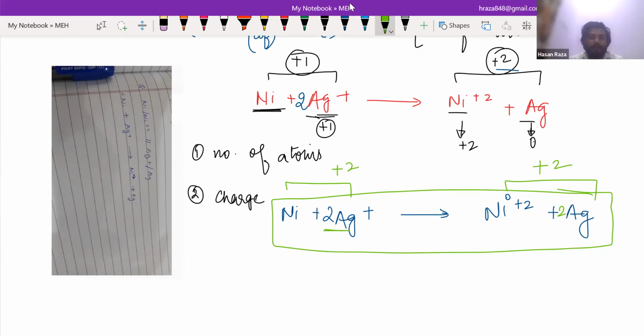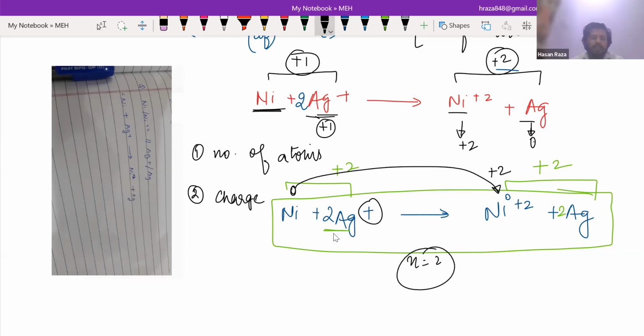It's so easy. Now you can say the oxidation state of nickel is 0. What is the oxidation state? Plus 2. Oxidation took place here, and the number of electrons will be 2. Or either you can check from here.